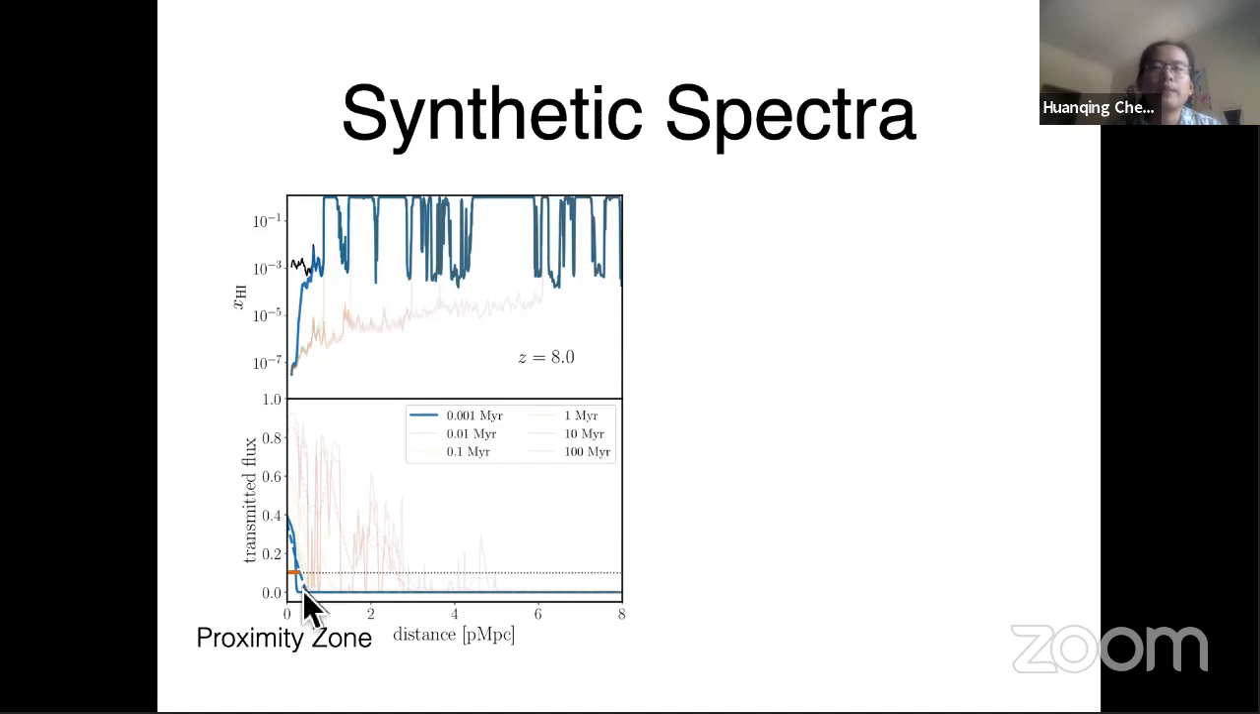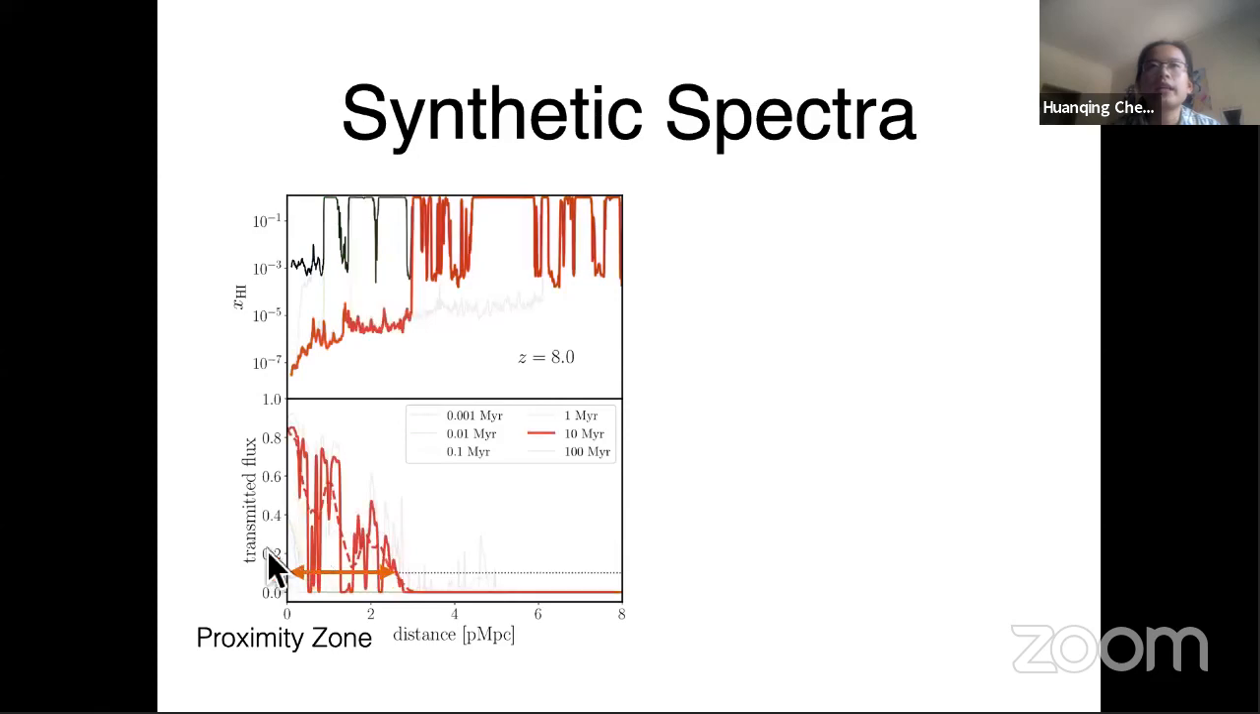the spectra. And the dashed line here I show is a smoothed spectrum, and this is what in practice measurement is usually done. It's usually defined as the point where the transmitted flux drops below 10%. So now I will click through to show you how this proximity zone evolves as the quasar shines longer and longer.